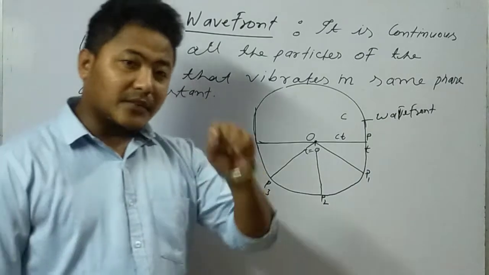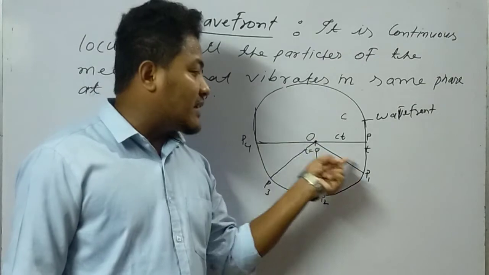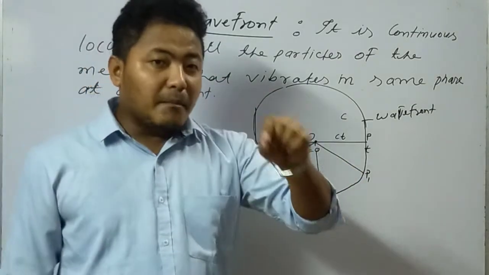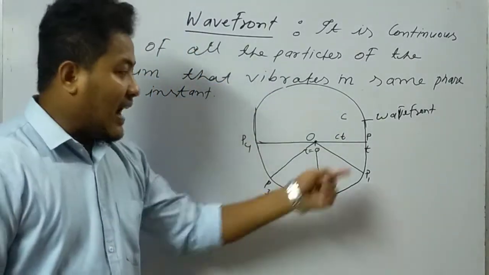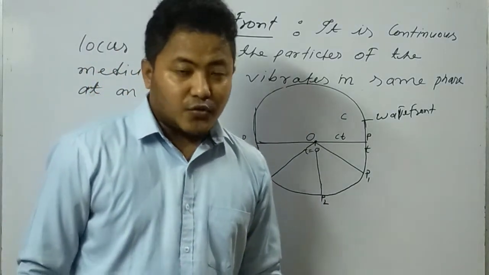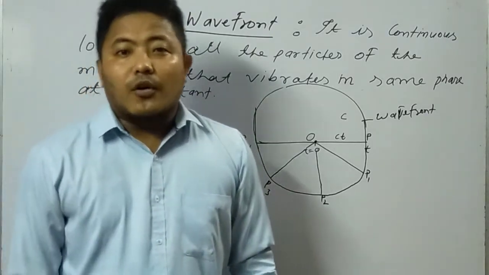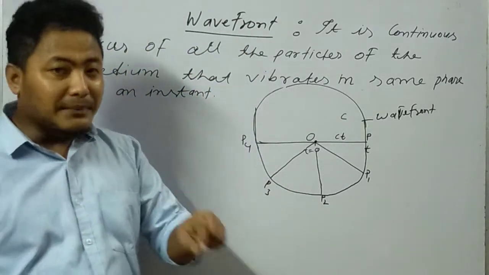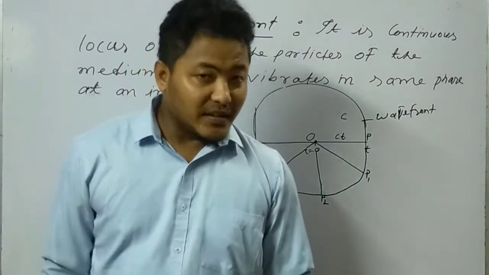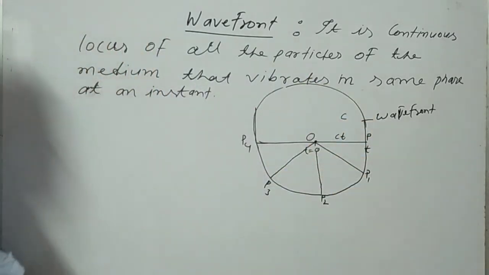How are they forming it? They are vibrating. Once they start from this source of disturbance, each and every point is vibrating from the center. Am I clear? They are vibrating in the same phase at an instant. This is called a wavefront. So a wavefront is a continuous locus of all the particles of a medium which vibrate in the same phase at an instant. This is how we can find a wavefront.